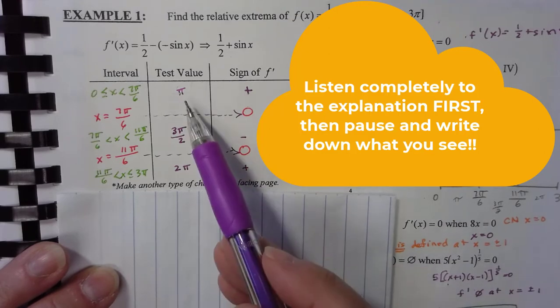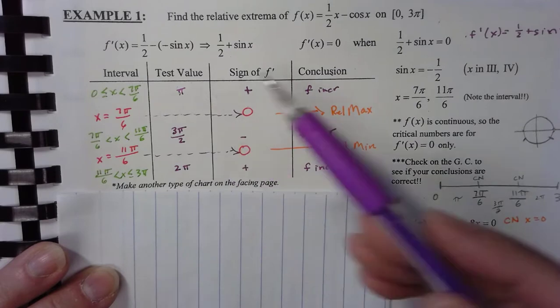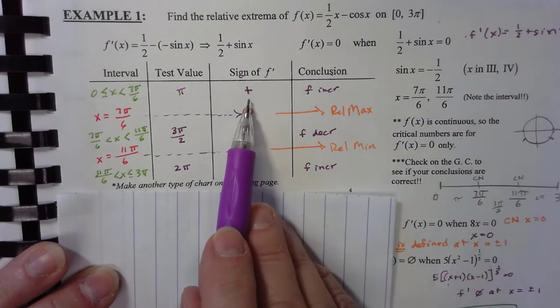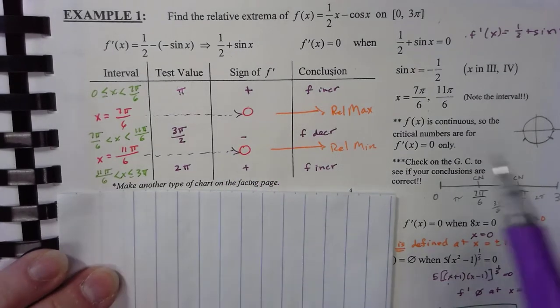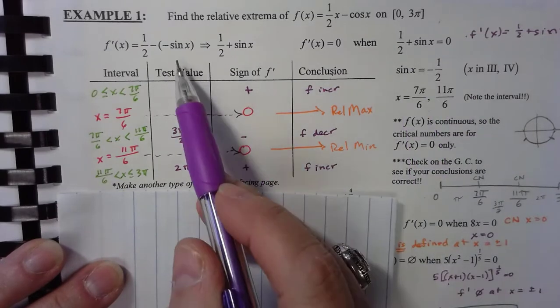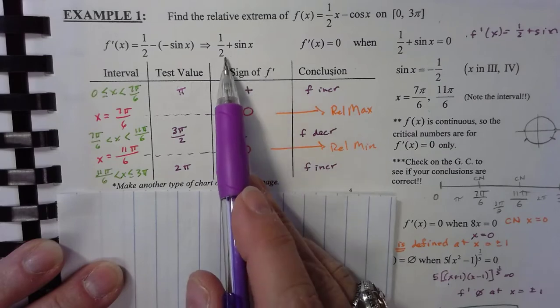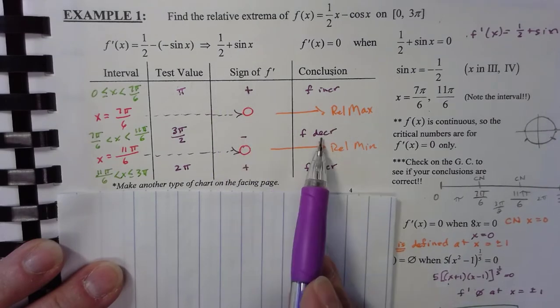And now we're just going to substitute that value in our first derivative. So the sine of pi is 0. 1/2 plus 0 is positive. So my first derivative is positive, so f is increasing. Now let's pick 3 pi over 2. Again, substituting it into our first derivative. The sine of 3 pi over 2 is -1 plus 1/2 is negative, so f is decreasing. First derivative negative, f decreasing.